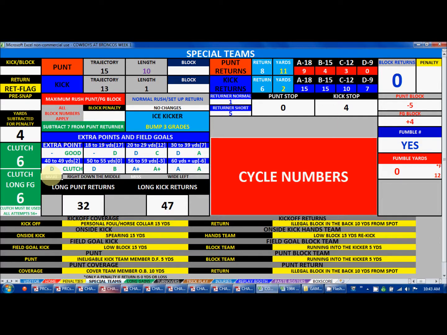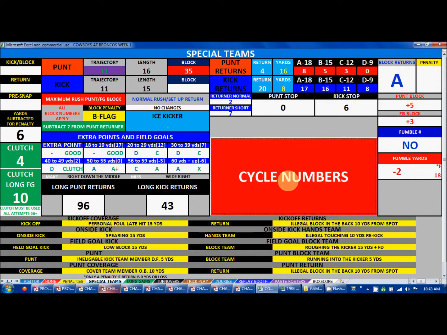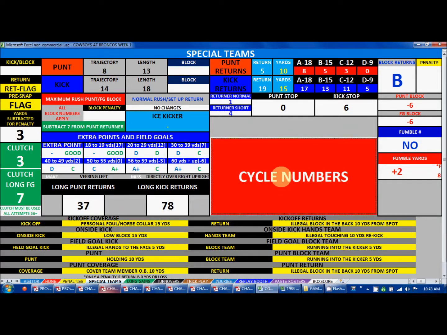And this adds a little extra flavor too. If it's a make, it's right down the middle; miss, wide left. That changes every kick. This section here tells you how many yards are gained on a long punt return or a long kick return.